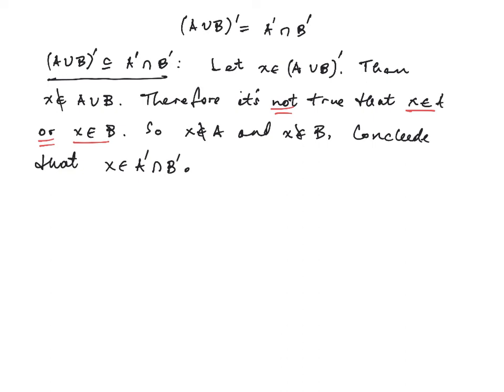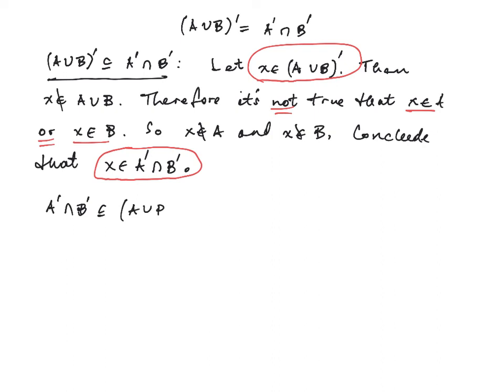We started with an arbitrary element in the first set, and we made an argument that it must also be an element of the second set. So now we need to do the opposite thing. We need to show that A complement intersect B complement is contained in the complement of the union. And here, more or less, we're able to reverse the argument that we just made.